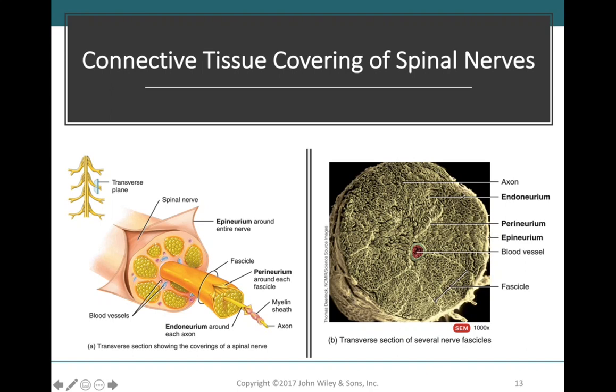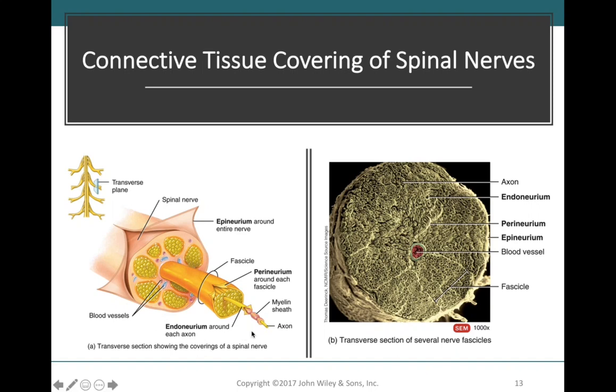Now as we dig in deeper, we'll find separated bundles known as fascicles, and I'm sure you guys can see by now where I am going with this. Fascicles are going to be wrapped in perineurium, and each fascicle is made up of individual myelinated axons. So this is very, very similar to what we saw in muscles with our muscle fibers.